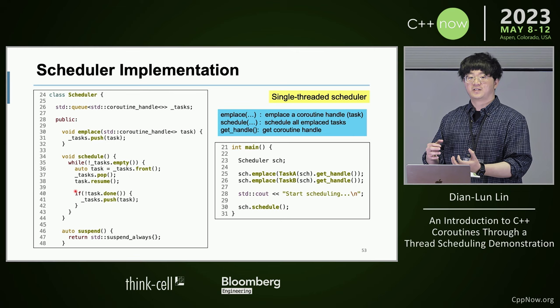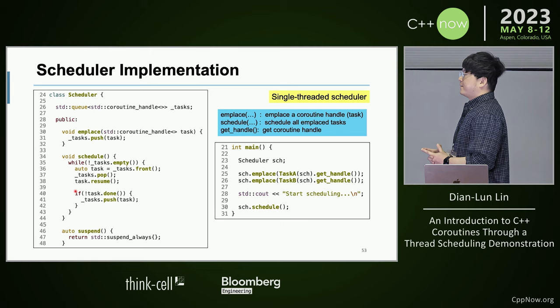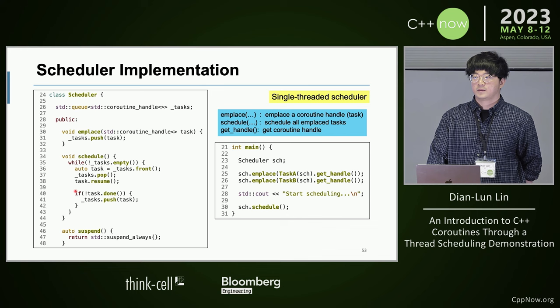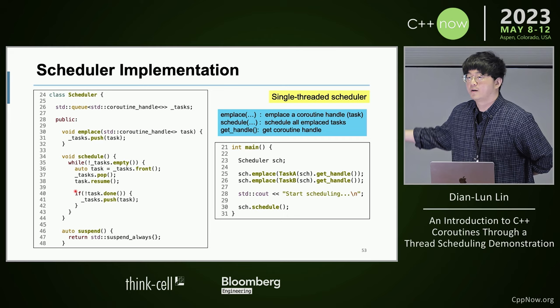Yeah, because this leaks all the frames because you never resume after the final suspend. So you don't let it fall to the bottom. And you don't explicitly destroy. Somewhere there needs to be destroyed. Did you show the implementation of done anywhere? Sorry, what? Did you show the implementation of done? Yeah. Done is a built-in function. It's inside the coroutine handle.